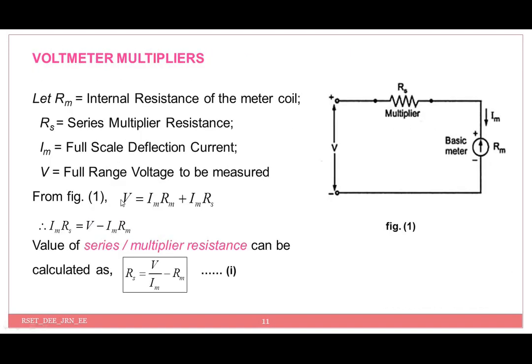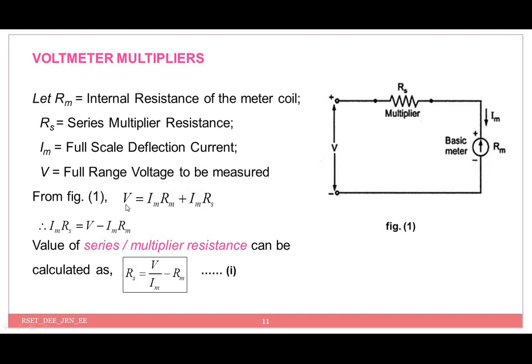Now, in order to get the expression for the series or multiplier resistance, let Rm be the internal resistance of the meter coil, Rs the series multiplier resistance value, Im the full scale deflection current, and V the full range voltage to be measured. This is the one to be measured. We are talking about a DC voltmeter.